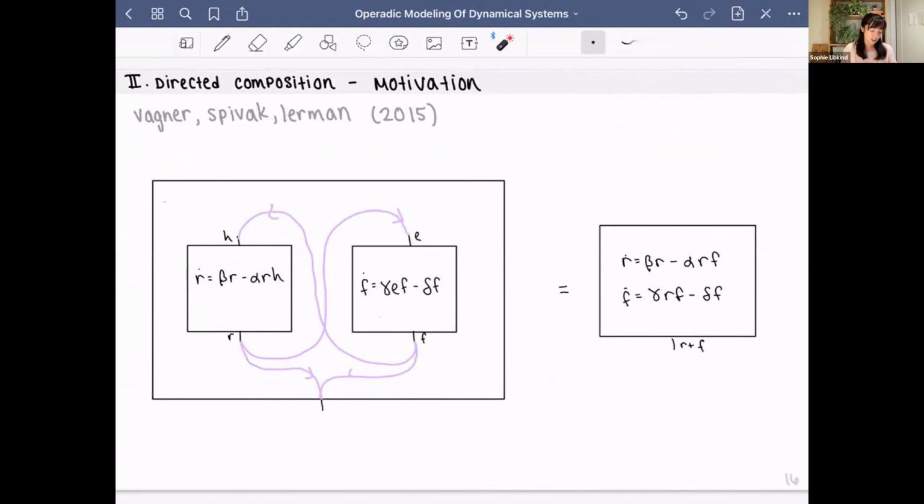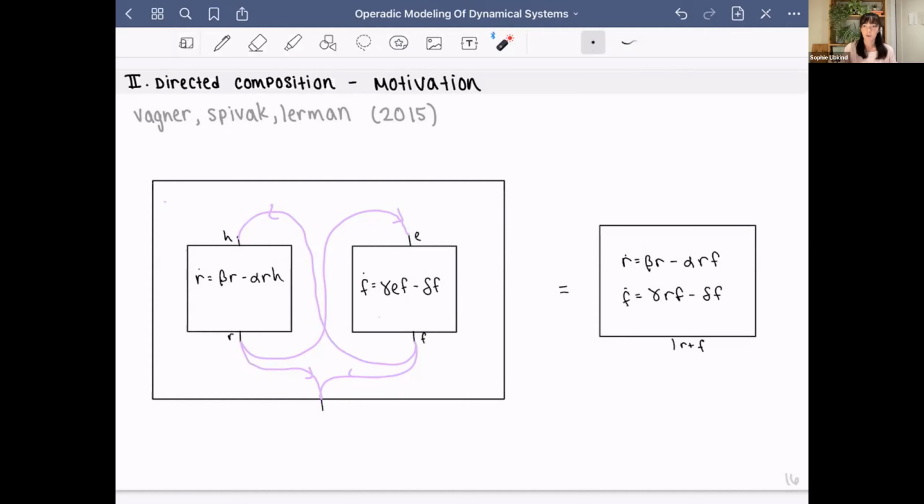So to give some motivation and some intuition for directed composition, this is really inspired by the operad algebra of continuous dynamical systems defined in a paper by Wagner, Spivak, and Lerman in 2015. And we really implemented just a very small generalization of that. So the idea is we might have these subsystems that correspond to some rabbit population and some fox population, which receive some input to do their dynamics and give some output. And then they compose by sending information to each other along these wires to again produce the Lotka-Volterra model.